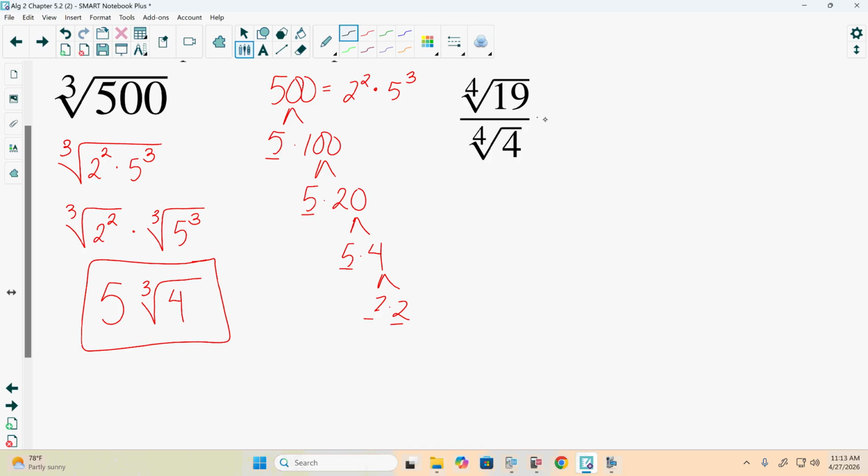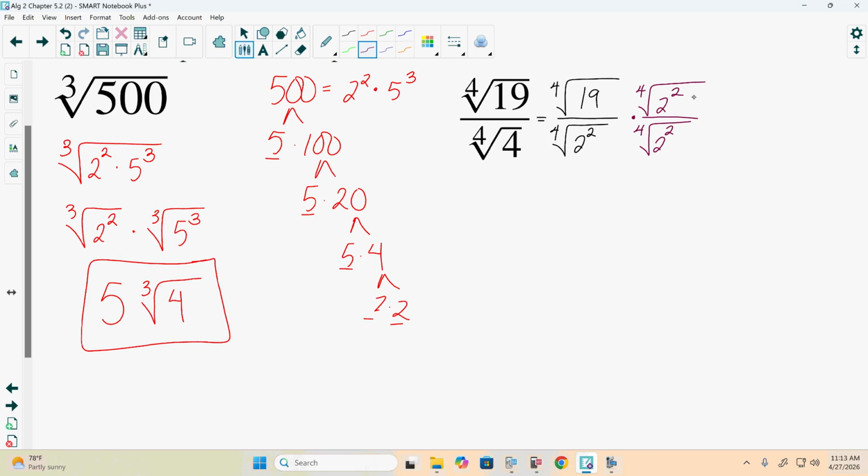Fourth root of 19 over the fourth root of 4. 19 does not divide by 4 nicely, mainly because 19 is prime. 4 is not prime, but at this point we know that 4 is 2 squared. Now, the reason we're doing this and trying to simplify it is to get that radical out of the bottom of the fraction. Currently, we have 2 2's, but for that radical to simplify, we need it to be 4. So what we're missing is 2 more 2's.